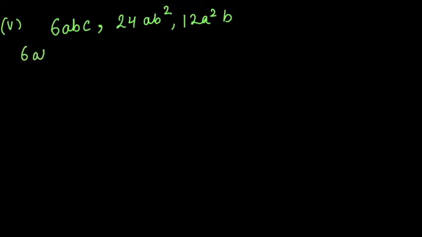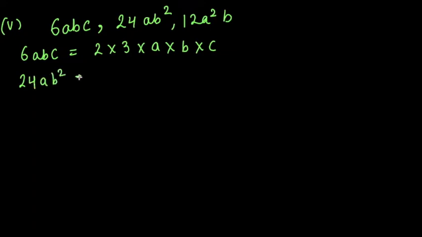Writing the factors of 6abc, of course it is 2 3s are 6, you can write it as this, expanding abc as a into b into c. Second term is 24ab square. If you write the factors of 24, you can quickly do it here. 1 2, then 2 6 are 12, then 2 3s are 6 and 1.